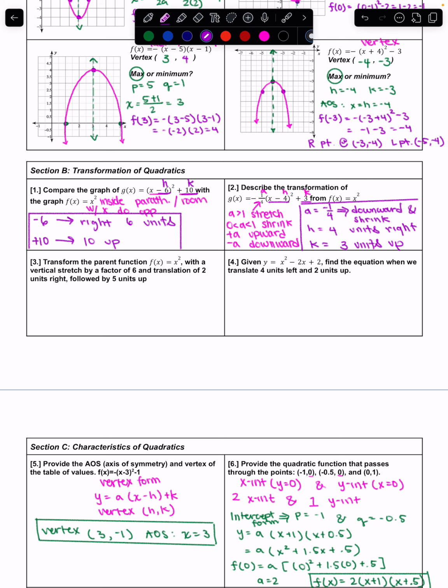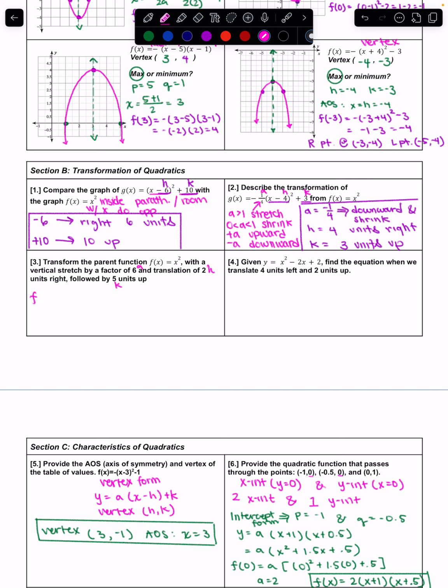Okay, moving on to question number 3. Transform the parent function f of x equals x squared with a vertical stretch by a factor of 6 and a translation of 2 units to the right followed by 5 units up. Okay, so for each one of these, it's modifying its a, h, and k value in the vertex form, okay? So vertical stretch by a factor of 6 affects the a value. Translation 2 units to the right affects the h value, and 5 units up affects the k value, okay?